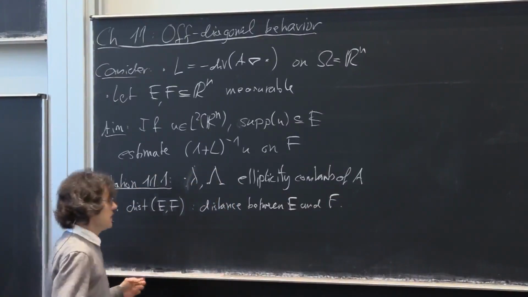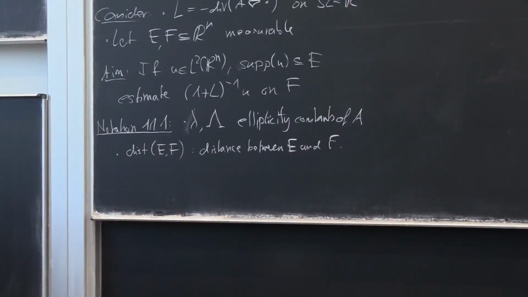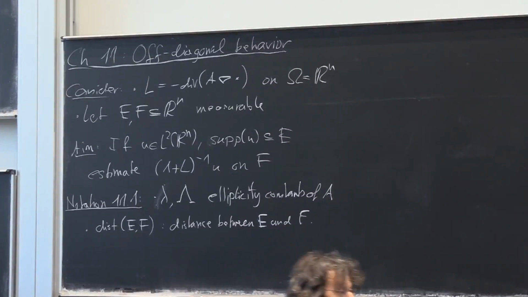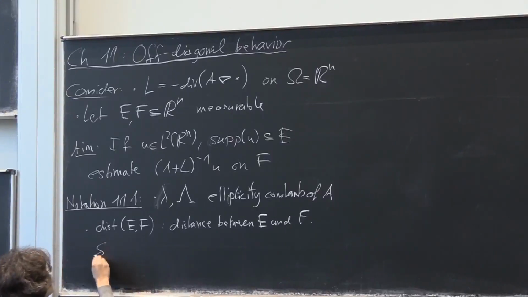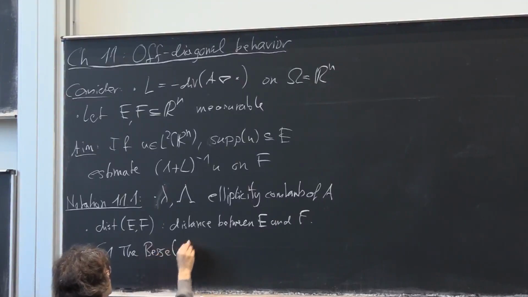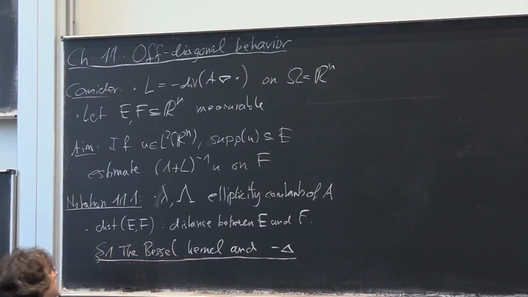Okay. In order to get an idea what might happen, we go back to our model case. So we start with the Laplace operator. The good thing about the Laplace operator is that you can have an explicit formula for the resolvent on the whole space, and you can calculate things and look at what is to be expected. So this is the first section of this chapter. It's about the so-called Bessel kernel and the negative Laplacian, and we will investigate this question for the Laplace operator on R^n.